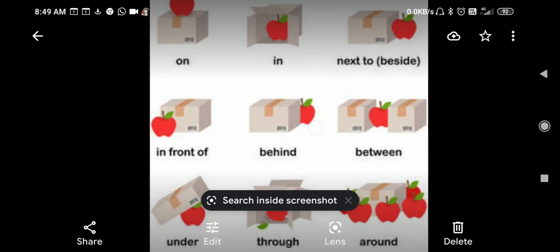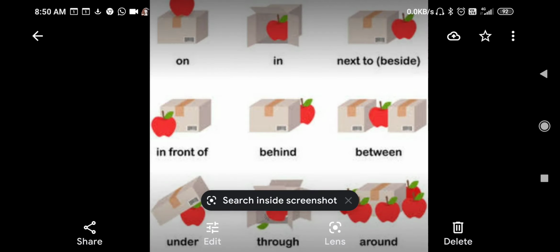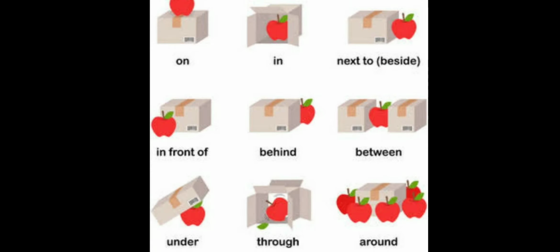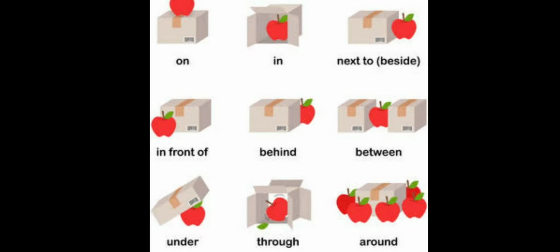Once again, I have taken so many images so that you should be able to remember them. This is on, yani ki us par, on the box. This is in the box, yani ki uske andar. This is next to or beside, yani ki uske nazdik, ya by the side, uske paas hi. This is in front, yani ki aage of the box. This is behind, yani ki piche.